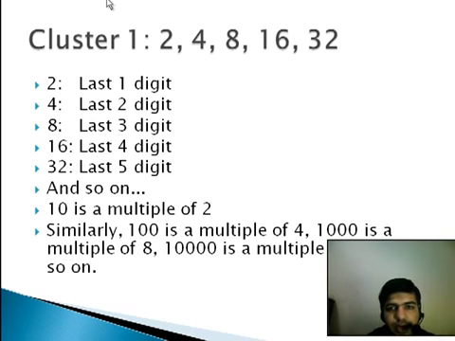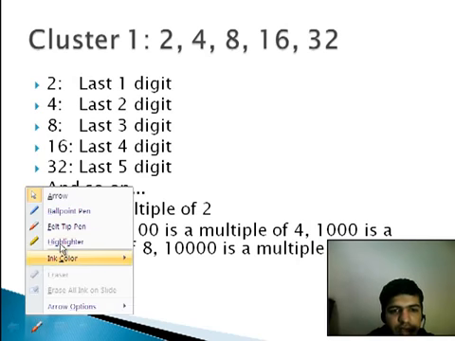The numbers 2, 4, 8, 16, 32, 64 and so on belong to the same cluster. When we want to find whether a number is divisible by 2, we check only the last digit of that number. Similarly, for checking divisibility by 4, we check the last 2 digits of the number. However big the number is, we will see only the last 2 digits. If those last 2 digits are divisible by 4, we say that the entire number is divisible by 4.